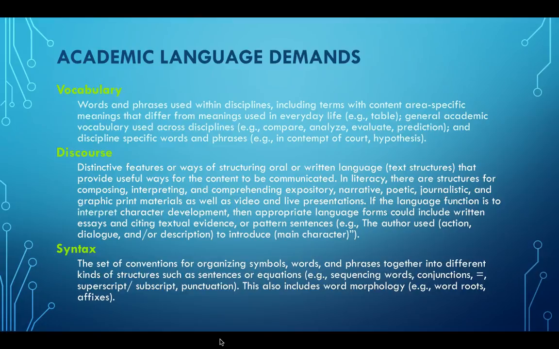So, this may include sequencing words, such as first, then, subsequently, finally, or conjunctions like and, but. In math, it might include certain kinds of symbols, such as the equals or other symbols for square roots, multiplication, what have you, or subscript and superscript. And it can also include punctuation. Syntax also includes word morphology, so word roots and affixes. We'll look at some additional examples of vocabulary, discourse, and syntax when we go over specific lessons.